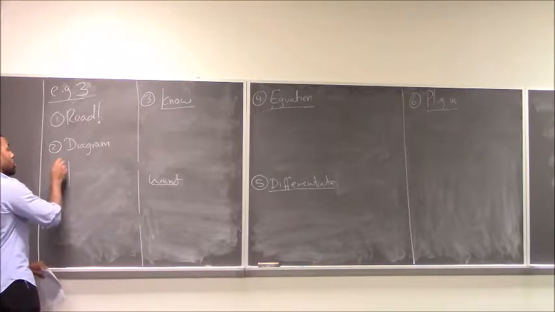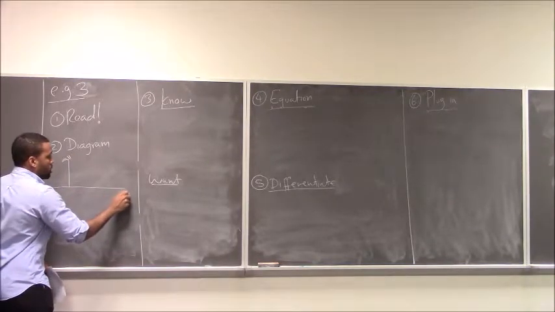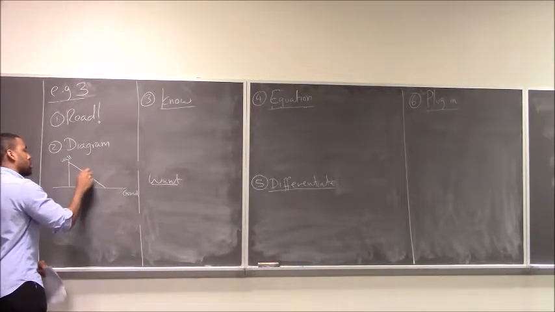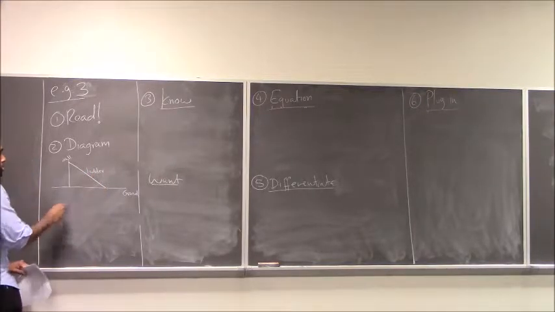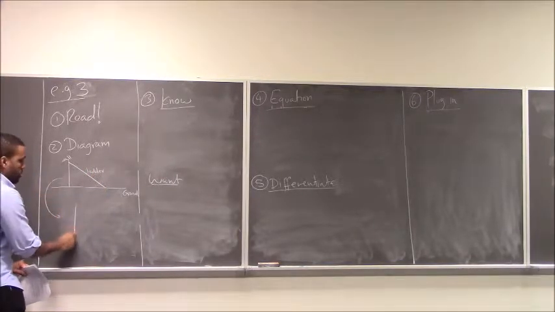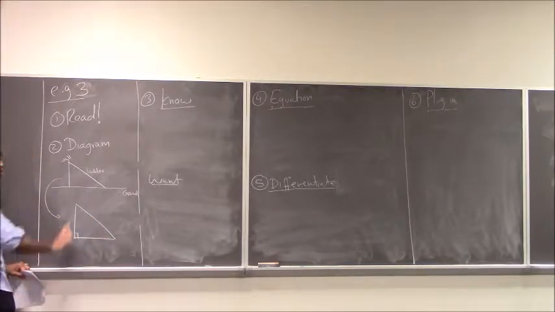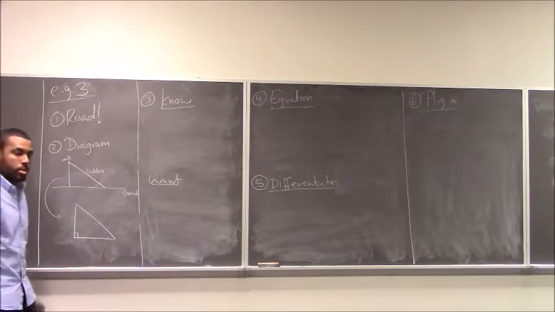We know it's a vertical wall, so I can let that be the wall. This is of course the ground. And there's a ladder leaning against the wall. So that's the ladder. That brings me to the fact that this situation is describing a right triangle, where this is the wall, that's the ground, that's the ladder. So let's start labeling things.